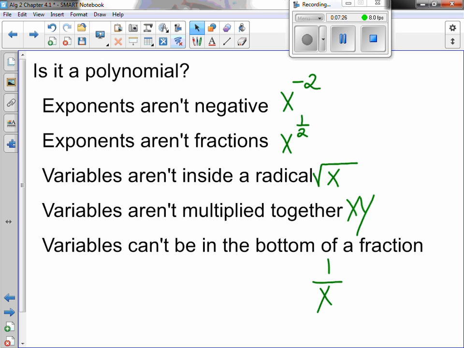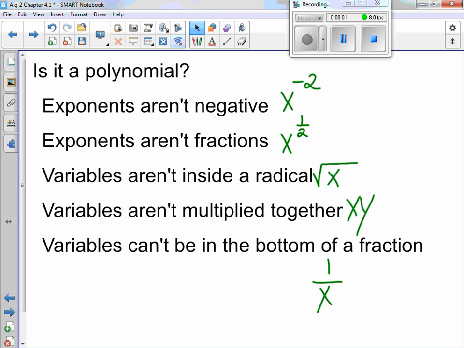If it has any of these here: negative exponents, fractional exponents, a variable inside of a radical, variables multiplied together, x times y. X times x is fine, that's just x squared. But two different variables can't be multiplied together. And variables cannot be in the bottom of a fraction. It just won't work. So if any of these show up, it is not a polynomial function. And if it is, we're going to write it in standard form.